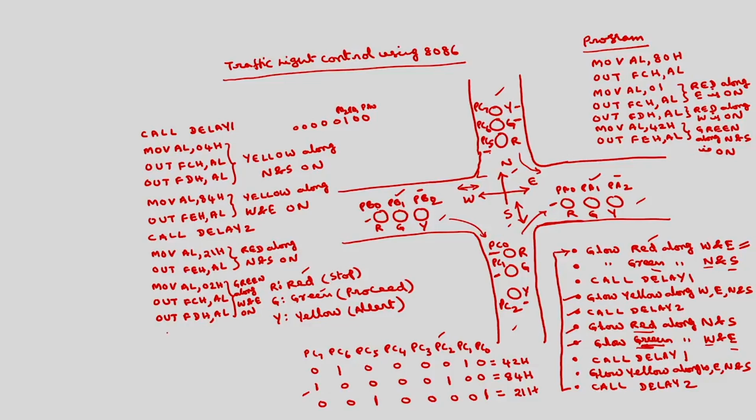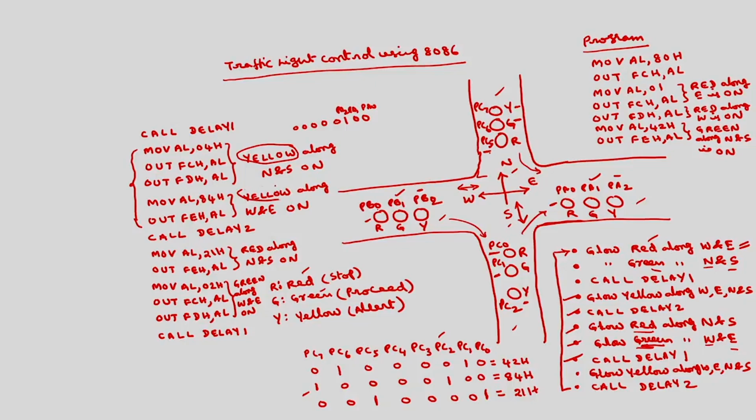Then you have to again call the delay. This delay will be the same as the previous delay, which is called delay 1. So this step is over. Now you have to glow yellow along all the 4 directions. Okay. So further the instructions are, these are the 5 instructions you have to use to glow yellow along all the 4 directions.